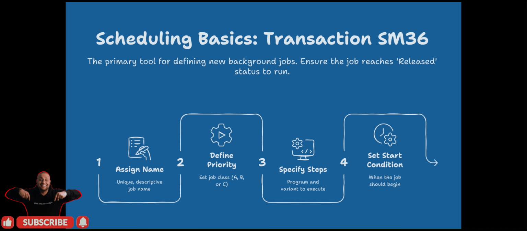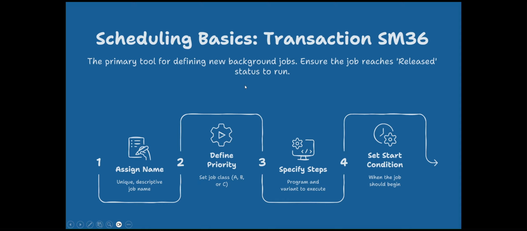While creating this background job, the scheduling basics are to assign a name, which should be a unique, descriptive job name. If you are defining a job name, make sure that it is meaningful and unique. Tomorrow if someone wants to search for that background job, they can easily find it through the name. So follow the naming convention.